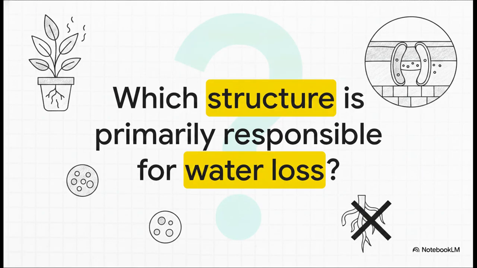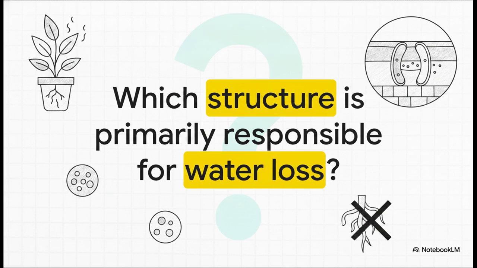WAEC Biology question 13. Here's what it says. A potted plant was placed in an experimental setup to measure the rate of water loss in plants. A structure in the plant that is primarily responsible for water loss is A. Spongy mesophyll, B. Root, C. Stomata, D. Palisade mesophyll.